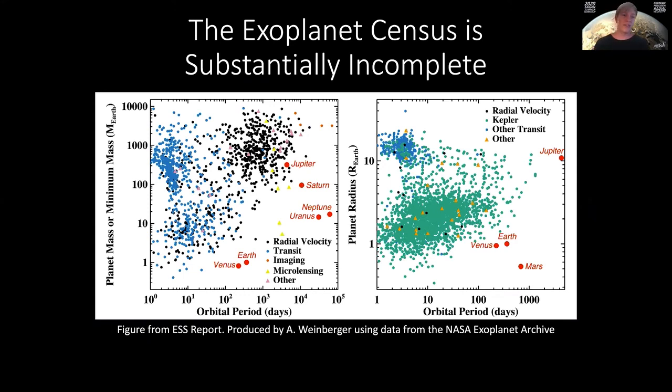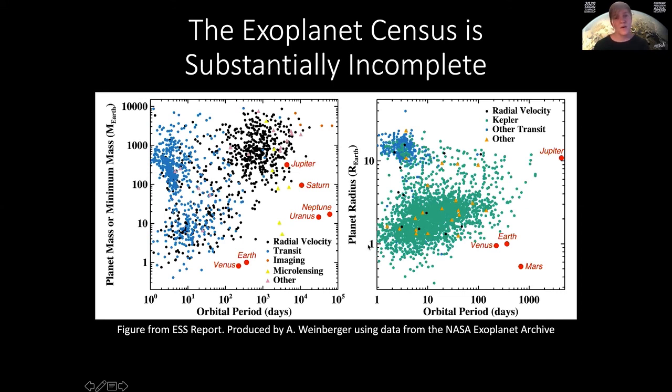On the left, you're looking at the planet mass versus orbital period, and on the right, you're looking at planet radius versus orbital period. In both panels, the red dots represent the planets in our own solar system, and the small colored dots represent planets orbiting other stars detected by a variety of methods. For instance, in blue, you see the planets that were found with transit on the left panel. These are the transiting planets. And then in green, you see the planets that were found with Kepler in transit.